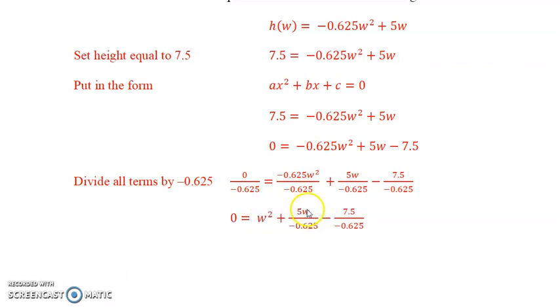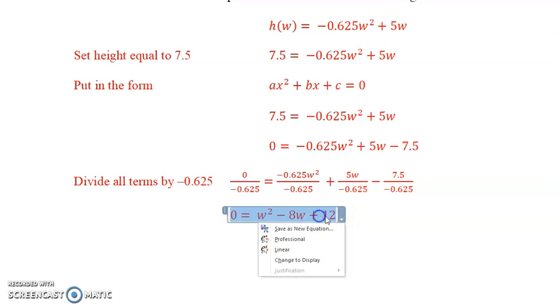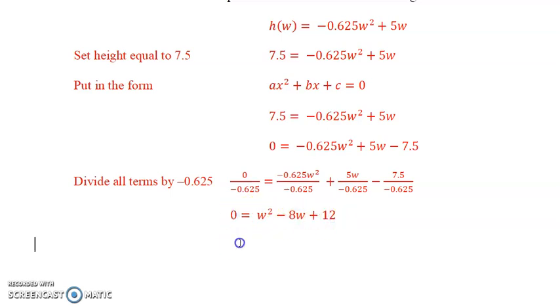And we take 5 and divide it by negative 0.625, we end up with minus 8w. We divide negative 7.5 by negative 0.625, and we end up with positive 12, which becomes this beautiful quadratic equation. Now we need two numbers multiplied together to give me 12, add together to give me negative 8, and we all know that they are negative 2 and negative 6.